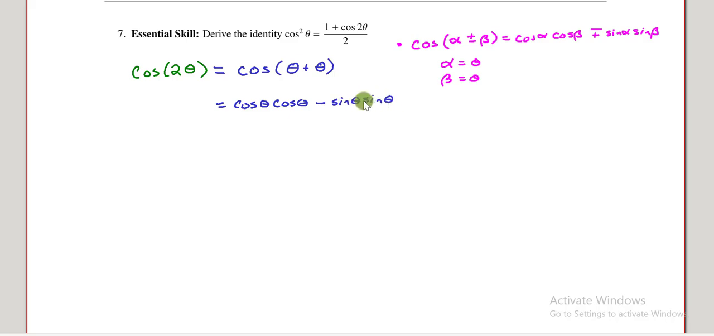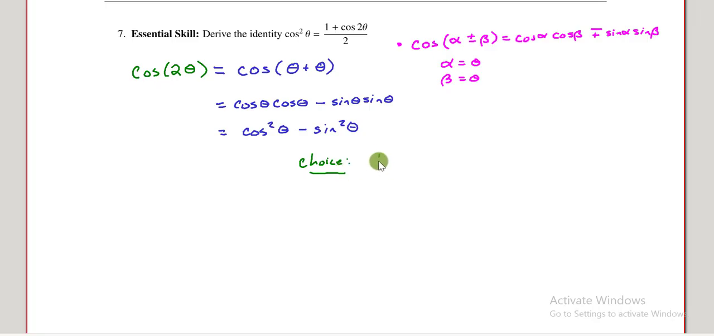applying that angle identity. Doing a little bit of simplification, we can write this as the cosine squared of theta minus the sine squared of theta. Okay. Now here we have a choice.